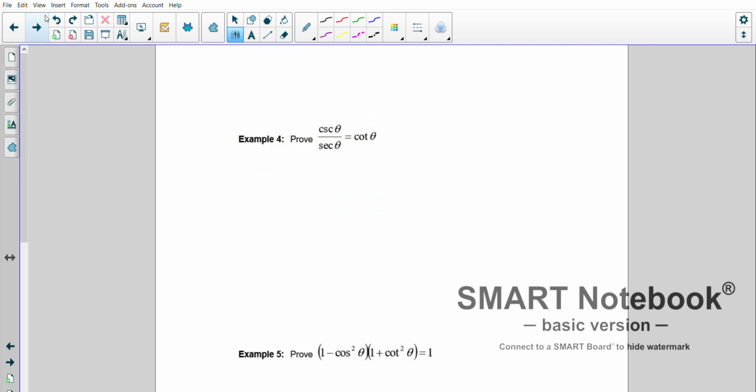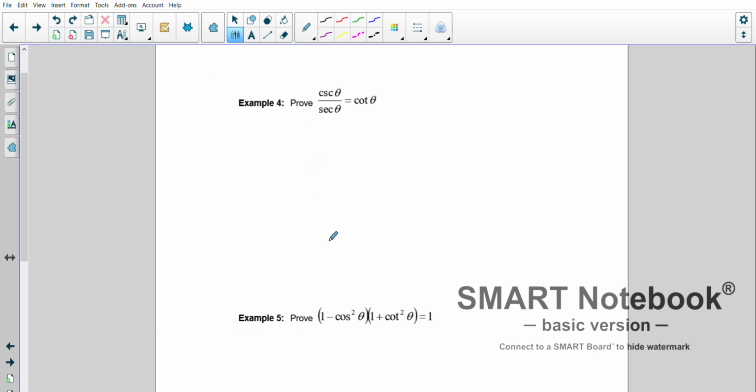Next example. So now we have nothing in terms of sine and cos. So maybe I'll work with both sides again. So cosecant theta over secant theta equals cotangent theta. All right. Let me work with this left side.